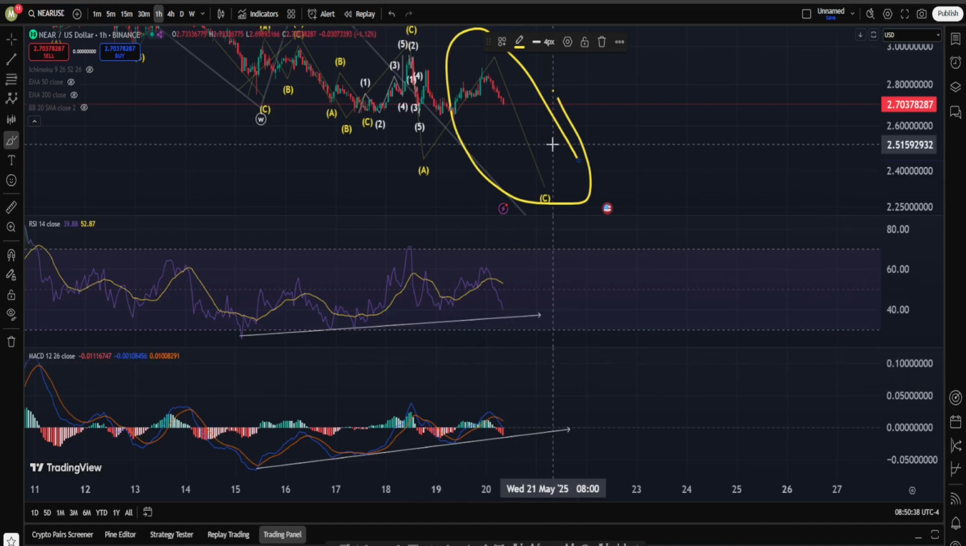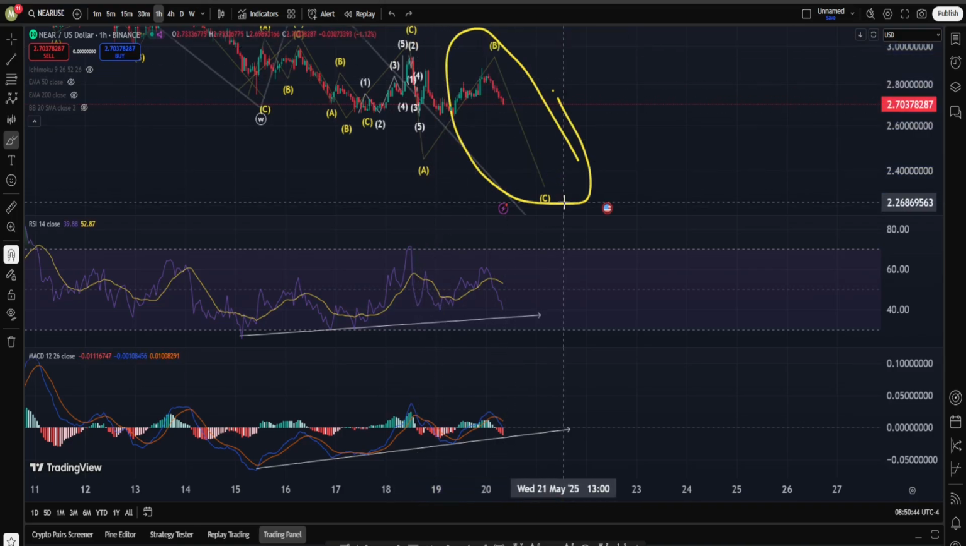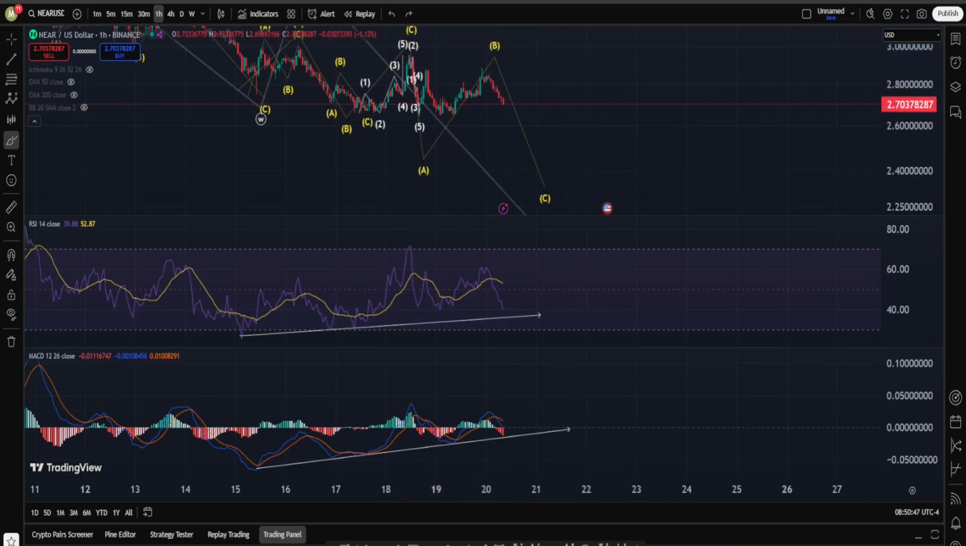If we break it, that can be a good confirmation for this A, B, C scenario to play out in the short term. And I hope I explained everything well and you understood what is going on in Near Protocol.